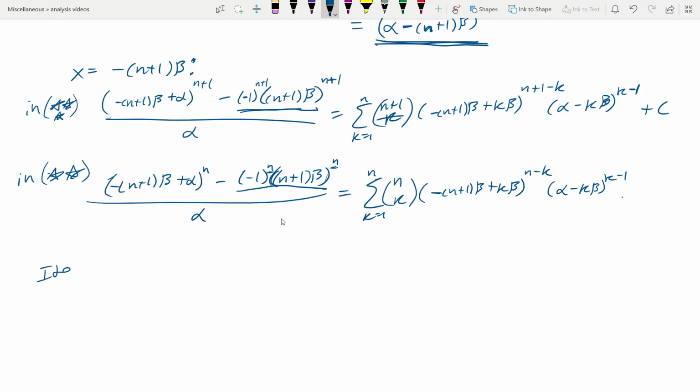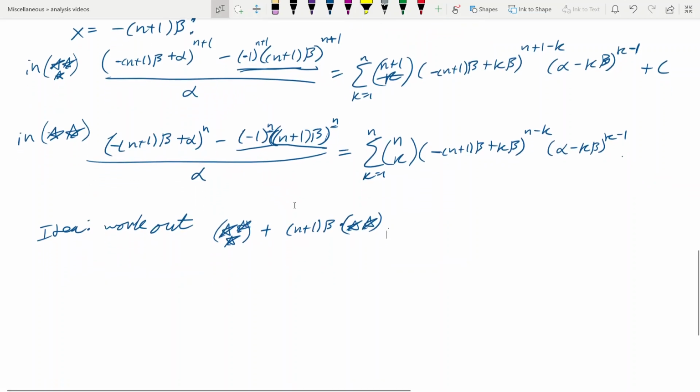So the idea is to work out the triple star plus n plus 1 beta times the double star. And when all the dust settles, you actually just get this on the left-hand side.